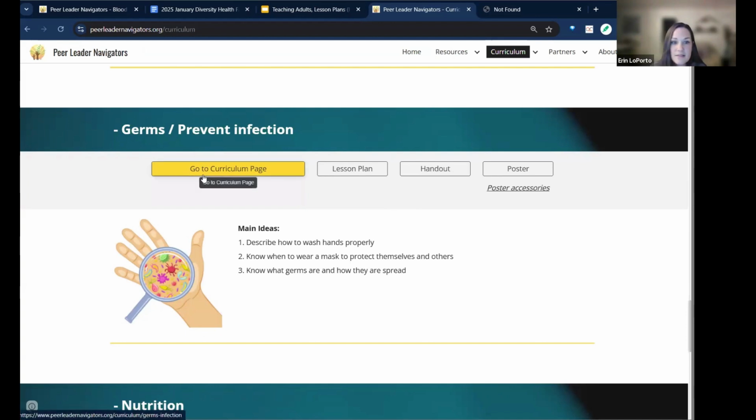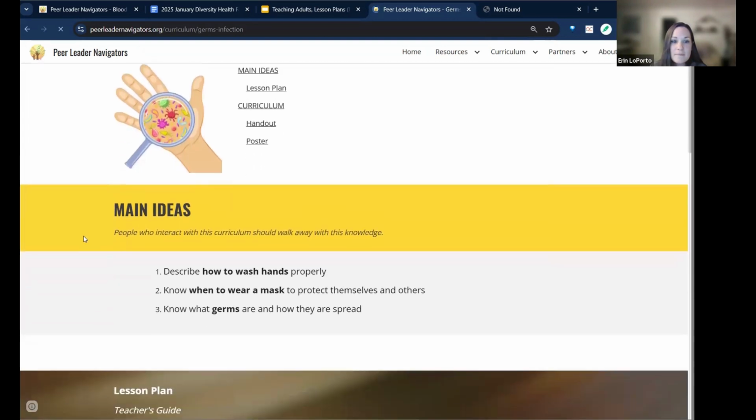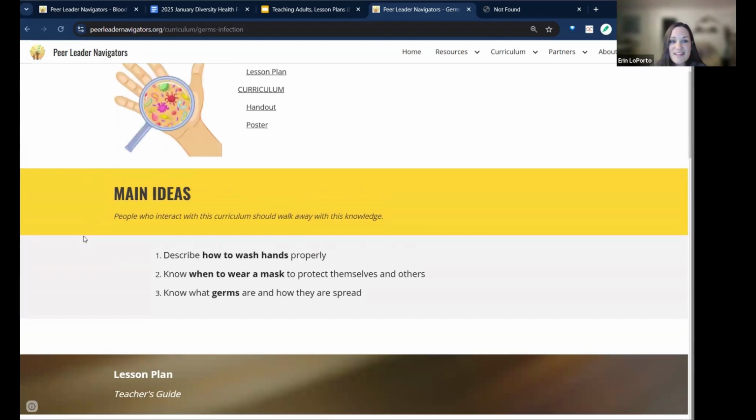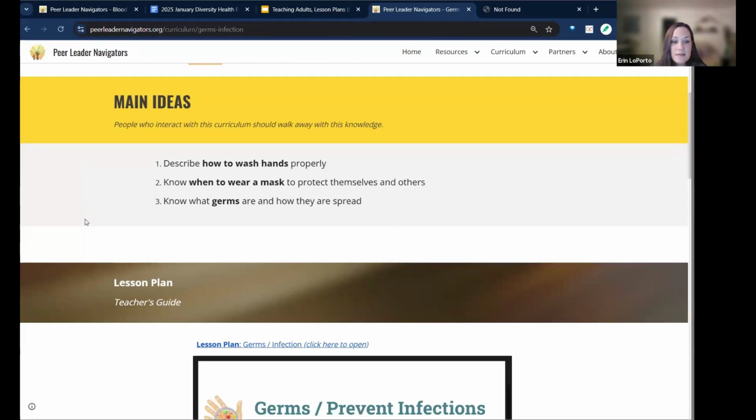So let's look at this page. This is just for germs and preventing infection. The main ideas again, and a little bit more: this is the information that anyone who comes and interacts with this curriculum should walk away with this understanding if we're successful.